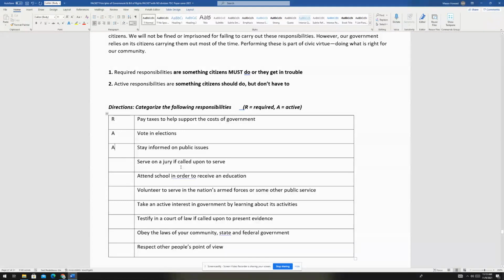Serve on a jury if called upon to serve. Guess what? Required. You don't have a choice. Miss Grissom can tell you a great story how she had to serve on a jury for 3 weeks. Your job cannot fire you. It is against the law. Ask grown-ups if they've ever gone to jury duty, what their experience was. I already told you I've gotten out of every single jury duty because I've always either been in college or had a child under 5.